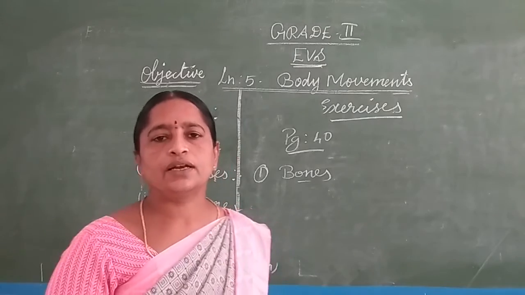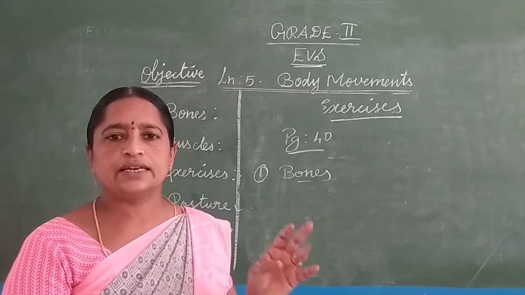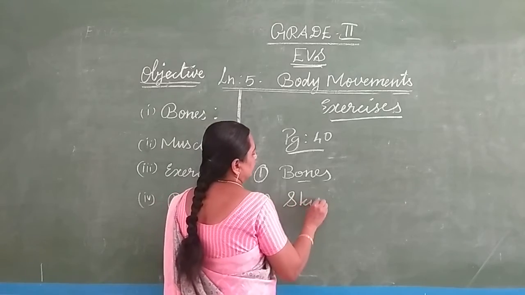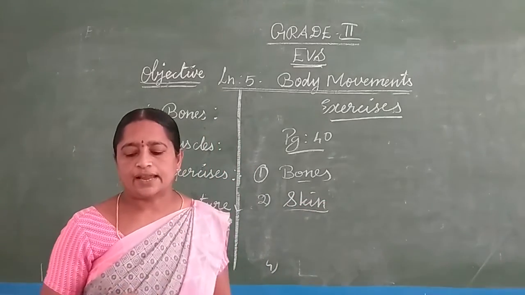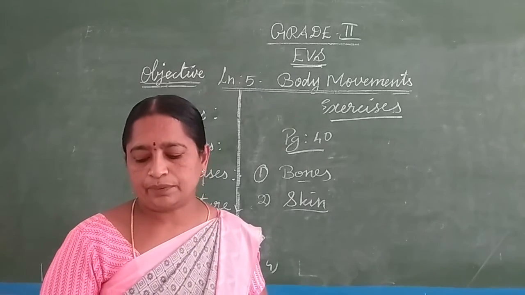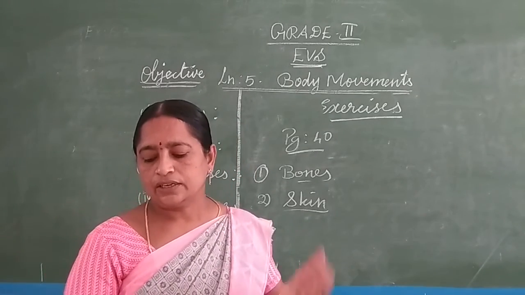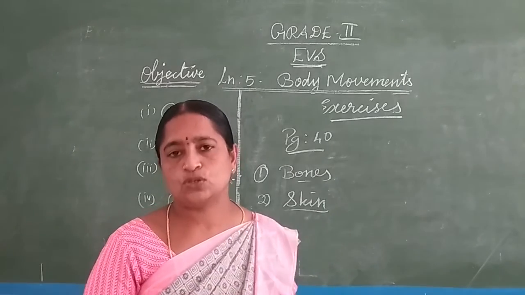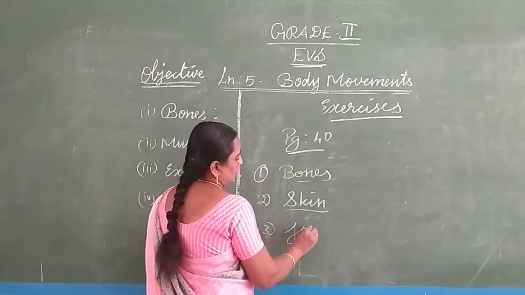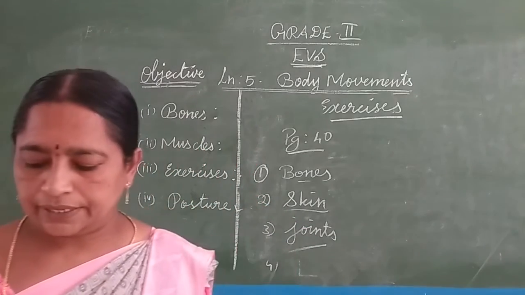Then the second one: bones and muscles are covered with skin or thread. Skin. The second one is S-K-I-N. Skin is the answer. The third question: the dash help us to bend different parts of the body. Bones or joints, which one helps us to bend? Joints. So the third one is J-O-I-N-T-S.